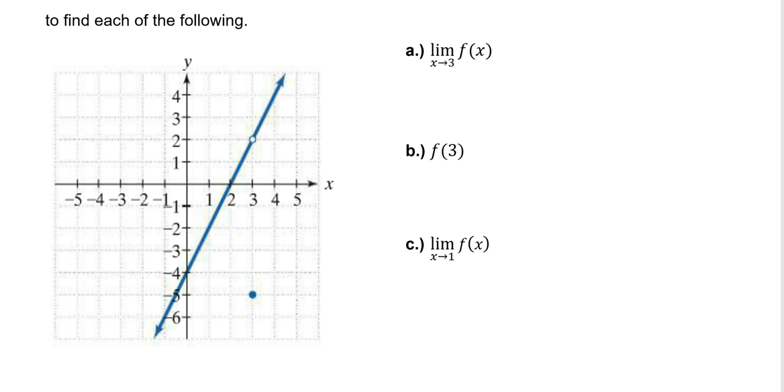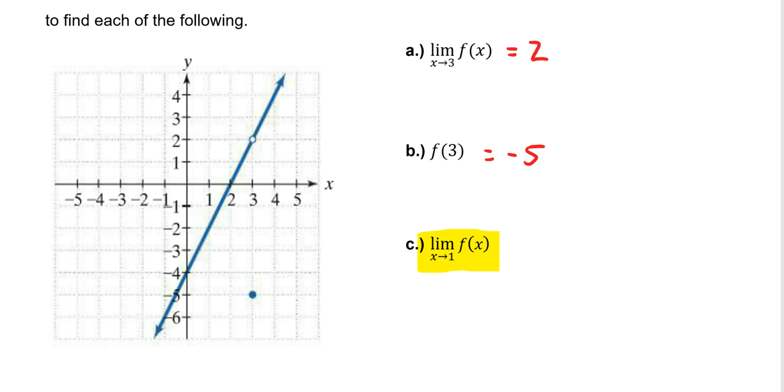All right, so for the first one, we have the limit as x approaches 3. We'll do this one a little bit quicker. As x approaches 3 from the left side and the right side, it's approaching this hole value, which is a y value of 2. And then for the next one, we have f of 3. So f of 3 is going to be the filled-in circle, which is down here, which is a y value of negative 5.